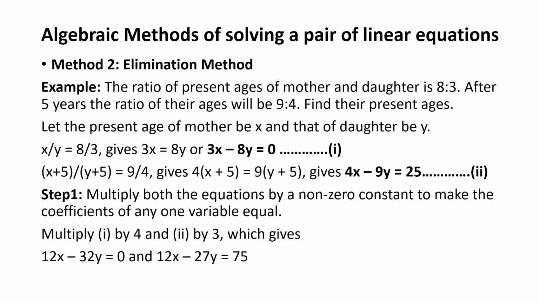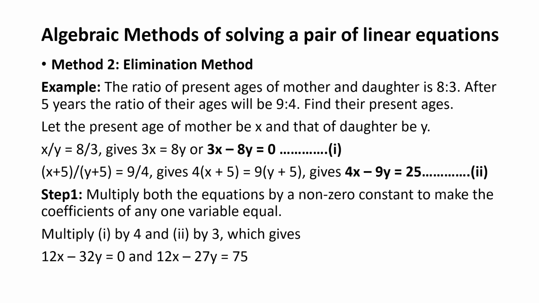The second says that after 5 years, the age of mother will be x plus 5 and the age of daughter will be y plus 5. So (x plus 5) upon (y plus 5) is equal to 9 upon 4. Now solving this, we get 4x minus 9y is equal to 25. So now we have obtained two linear equations.